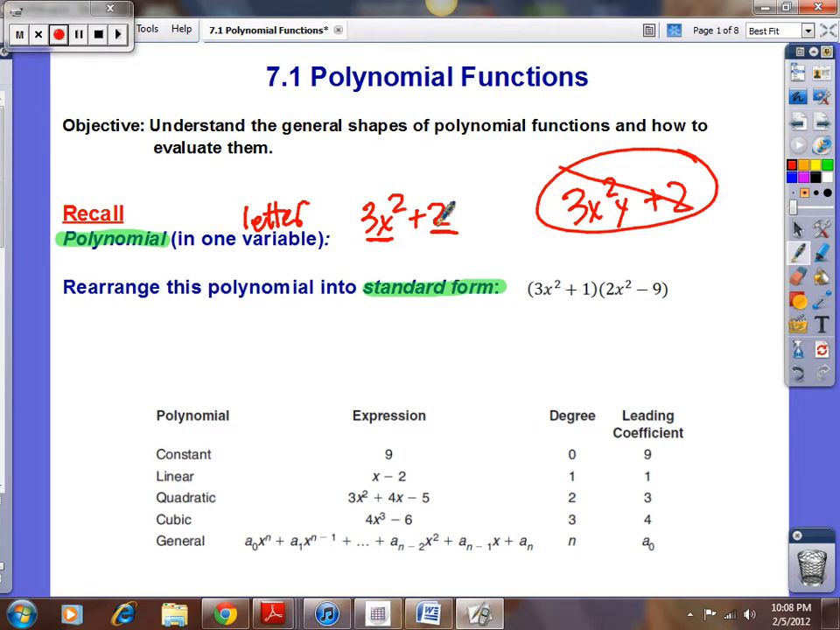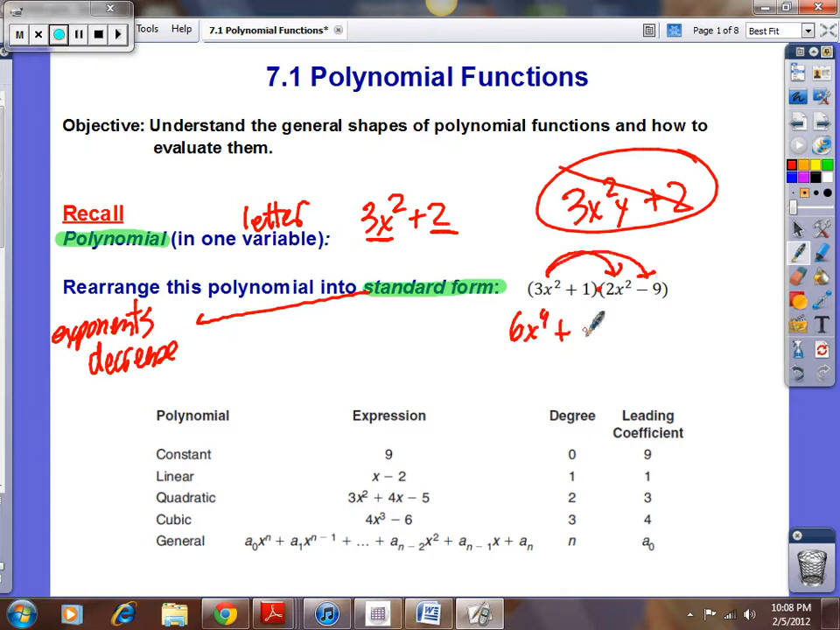Alright, so rearrange this polynomial into standard form. Standard form is when your exponents decrease from the left to the right. So this right now needs to be simplified. Before you can do anything, you gotta evaluate it, simplify it. So it's a multiplication problem. Let's do 3x squared times 2x squared. That's going to be 6x to the fourth.